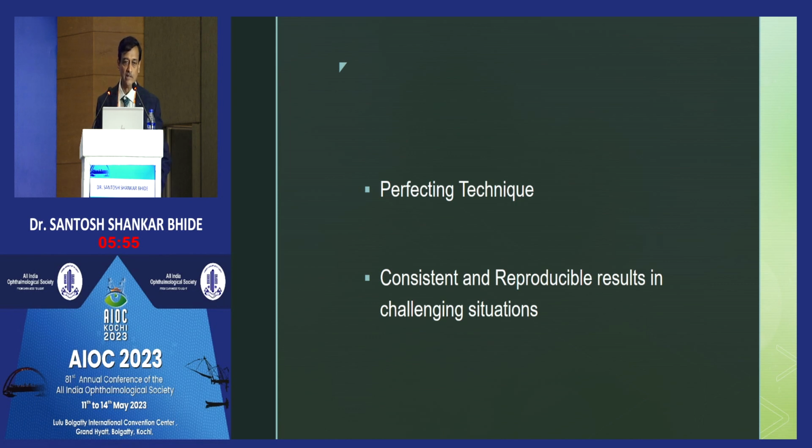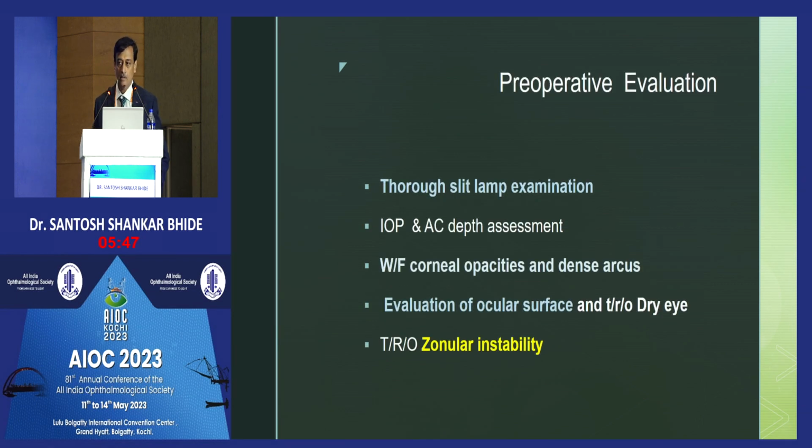So there are 2 aspects. One thing is the perfect technique, and the second thing is consistent and reproducible results in challenging situations. For achieving this, preoperative evaluation is the most important key. We have to do a thorough slit lamp examination, assess anterior chamber depth, and intraocular pressure has to be checked because if the anterior chamber is very shallow, then we can plan preoperatively.